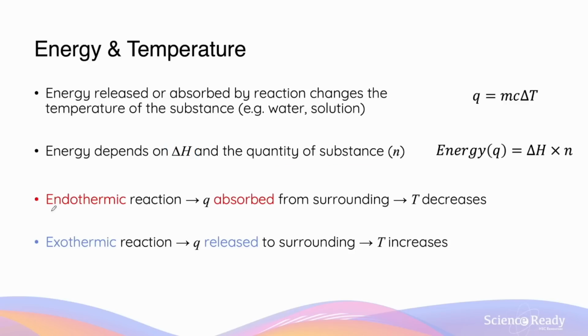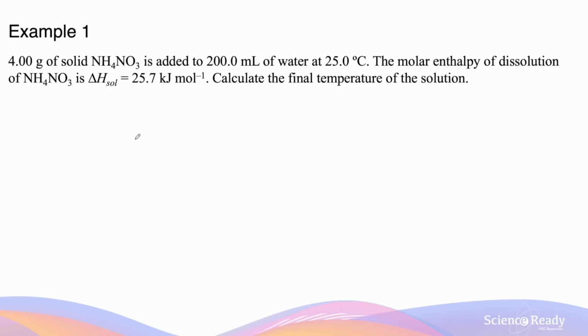By way of review, for an endothermic reaction, the energy will be absorbed by the reaction from the surrounding. And this causes the temperature of the surrounding that you're measuring to decrease. An exothermic reaction will release energy to the surrounding, and when the surrounding absorbs this energy, the temperature will increase. Let's go through a few examples.